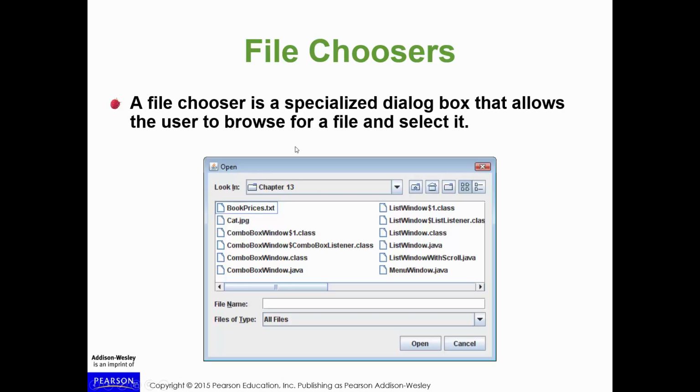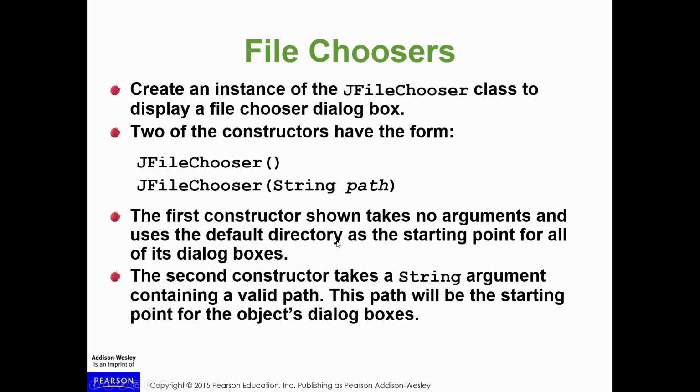All right, a file chooser is a dialog box that, when you click it, brings up files. So if you want to be able to add a file to a program, there are two constructors. The first one takes no arguments, so it uses the default directory, so that's what it'll show. The second one takes a string argument, so you can put in a path. Maybe there's another directory that you want to look through, or you want to go up to the root, or whatever.